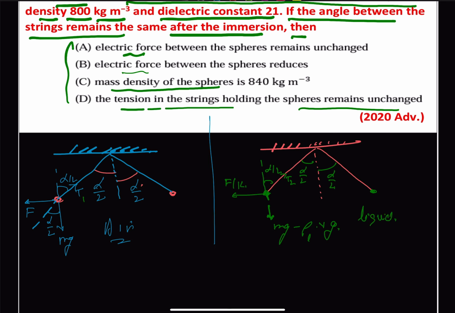So first option is quite straightforward. With respect to electric fields, this electric force is going to remain unchanged, because it is not dependent on the medium, independent of the medium basically. So option A is straightforward correct. And we are going to check what about the mass density as well as the tension.